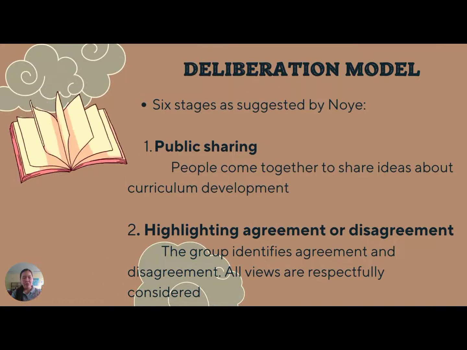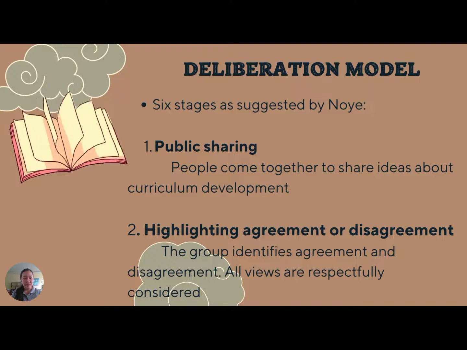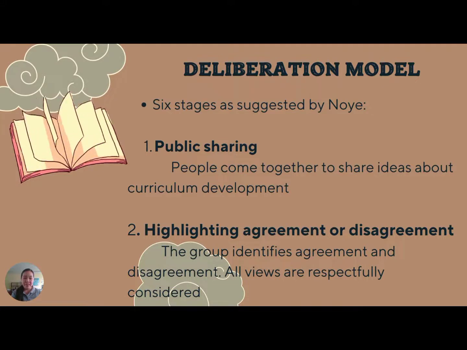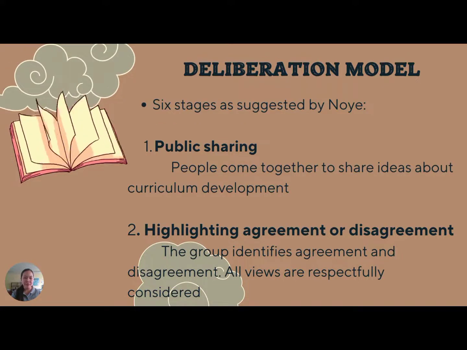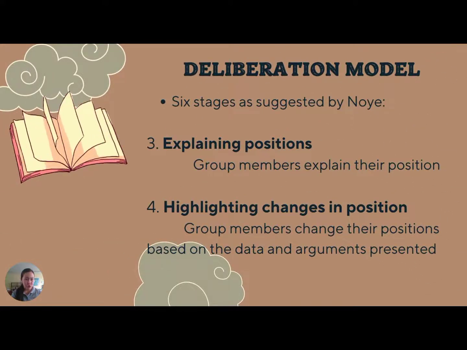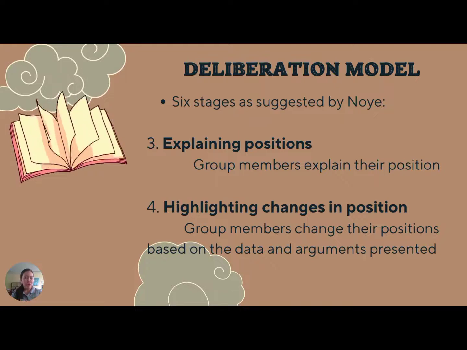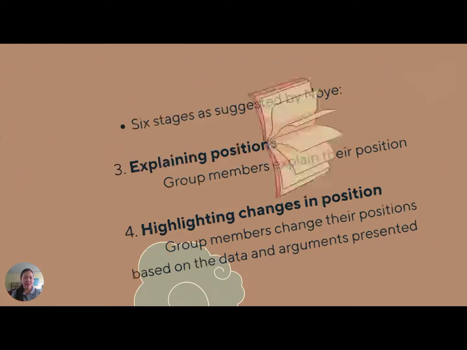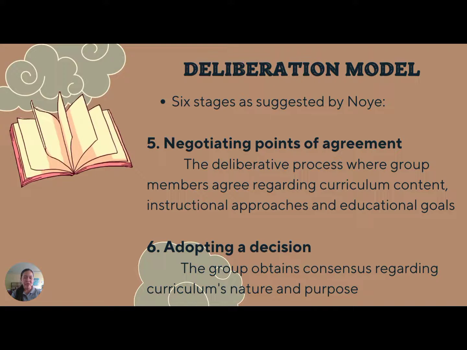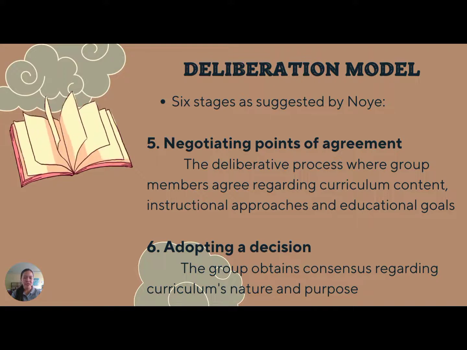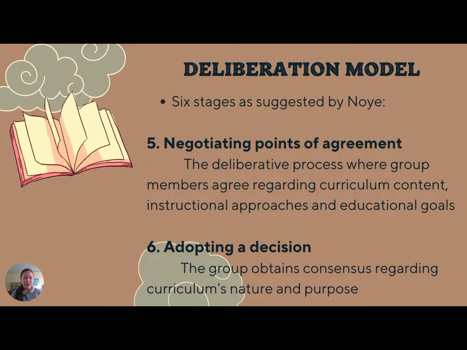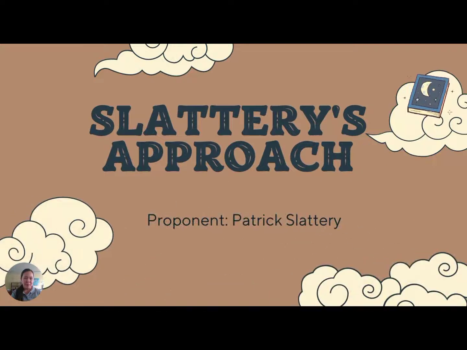For the public sharing, the first stage, people come together to share ideas about curriculum development. Then comes step 2. The group identifies agreement and disagreement. Here, all views are respectfully considered. Then, group members explain their position. Fourth, group members change their positions based on the data and arguments presented. Fifth, the deliberative process where group members agree regarding curriculum content, instructional approaches, and educational goals. And the last step, the group obtains consensus regarding curriculum's nature and purpose.